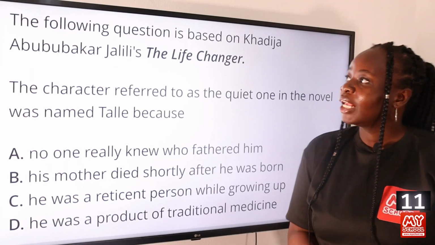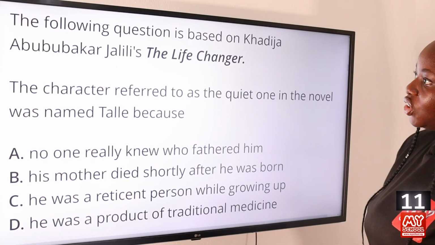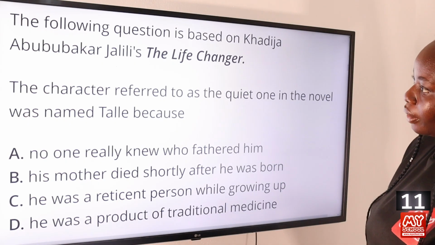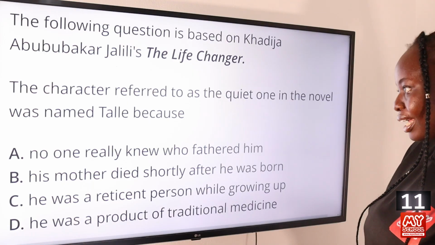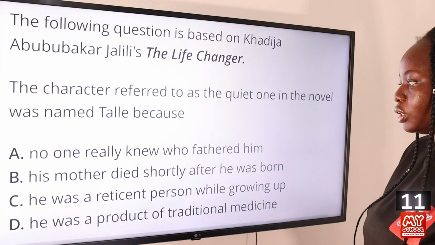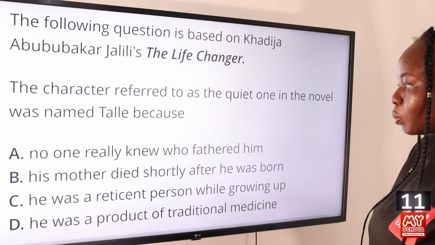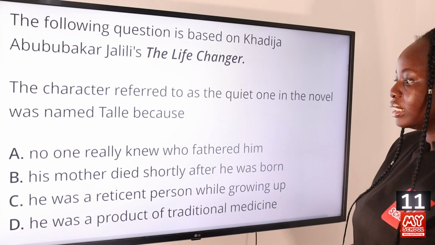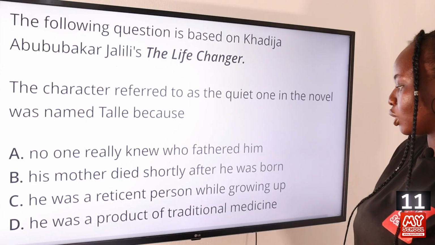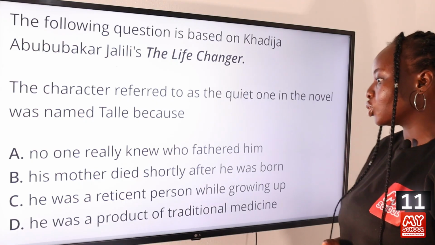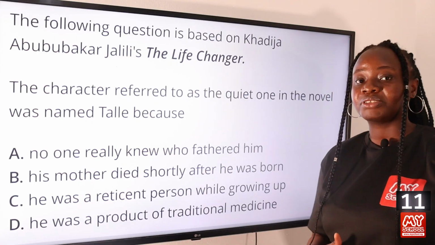Question 11. The following question is based on Khadija Abubakar Jalile's The Life Changer. The character referred to as the quiet one in the novel was named Tali because A. No one really knew who fathered him. B. His mother died shortly after he was born. C. He was a reticent person while growing up. And D. He was a product of traditional medicine. So the answer to this question is option B. His mother died shortly after he was born.